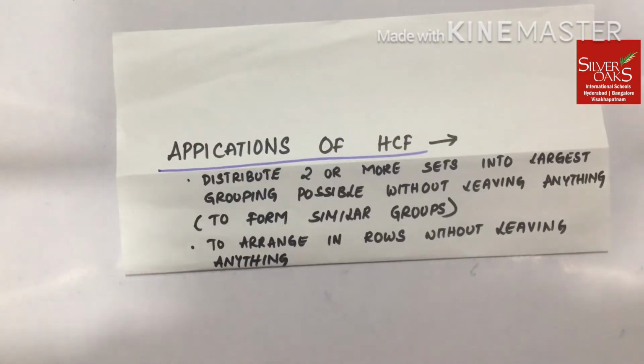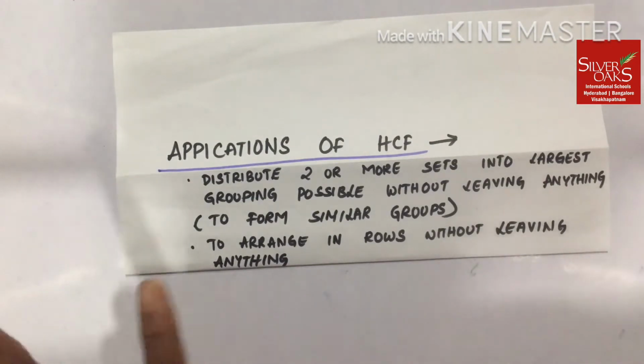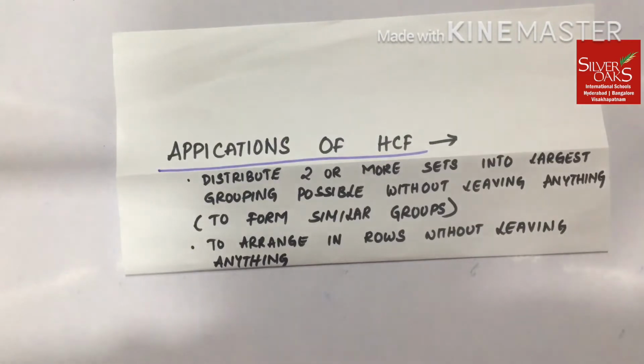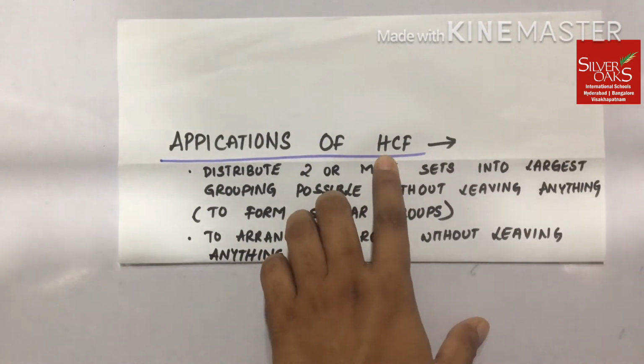We all know that we use factors for grouping things equally without leaving anything behind. Now, if you look at the application of your HCF, you can use it on two or more sets, and if you wanted to find the largest group possible, that means you're going for equal grouping without leaving anything behind. Basically, it is both equal grouping and also finding out the largest group possible, because the term H says highest.